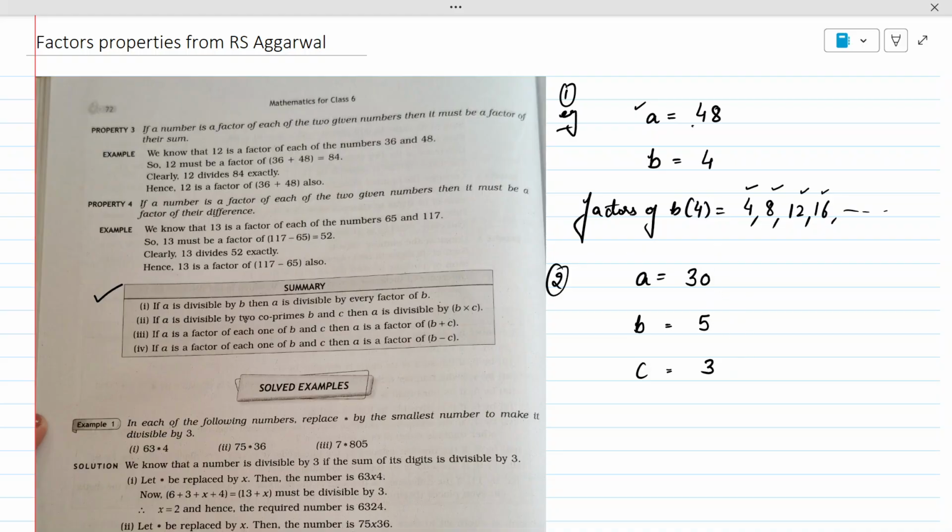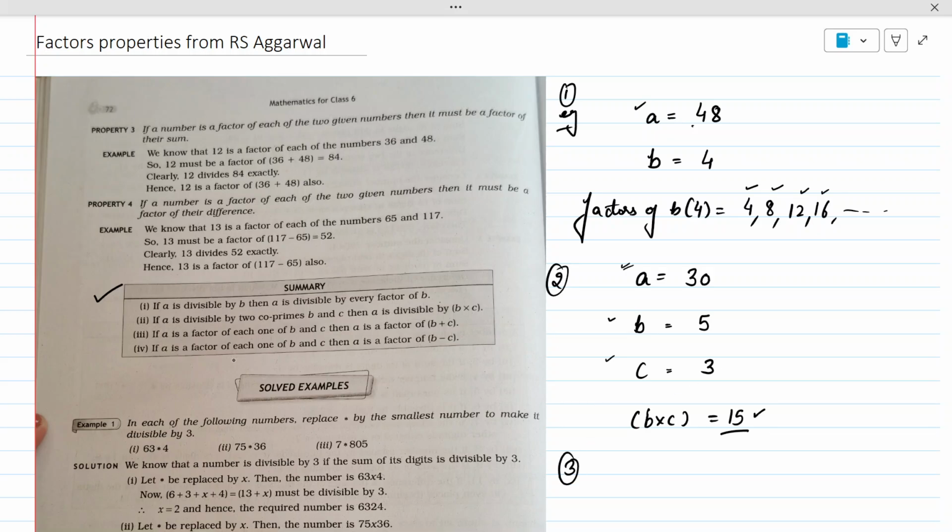So if A is divisible by both coprimes B and C, which is true here, then A is also divisible by their product, that is B into C. The product of B into C is 15, and we know that 15 also divides the number A completely. So this is the property that if a number is divisible by two coprimes, then that number will also be divisible by the product of those two coprime numbers, right?